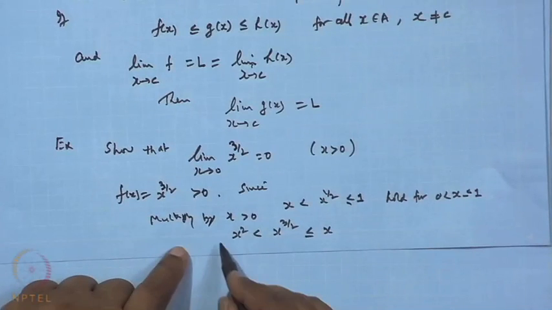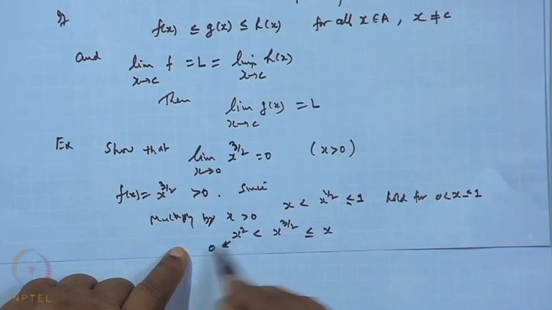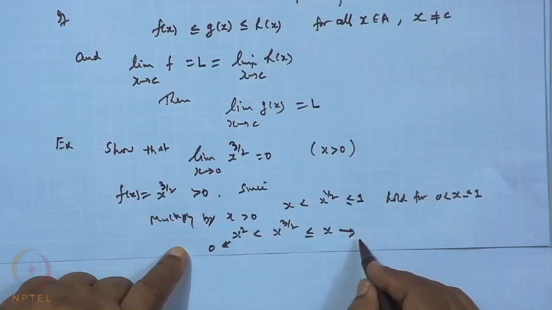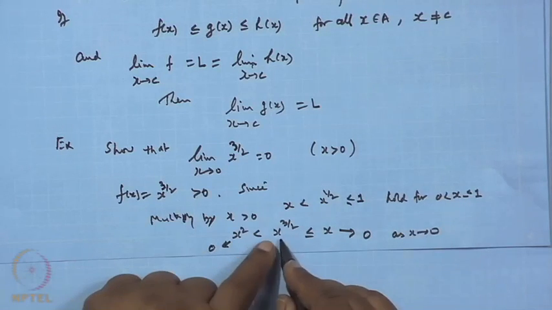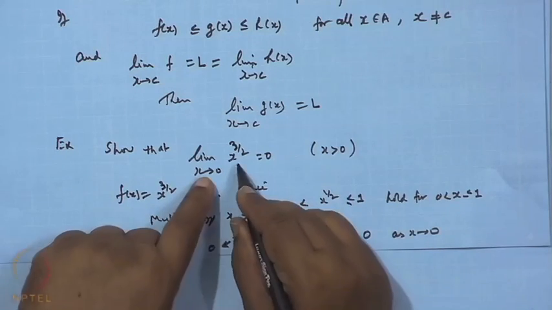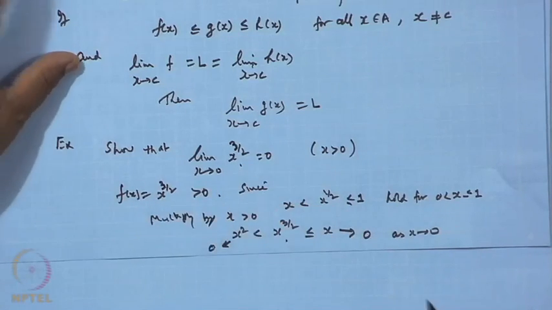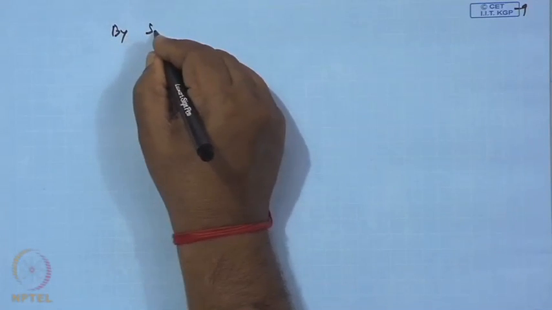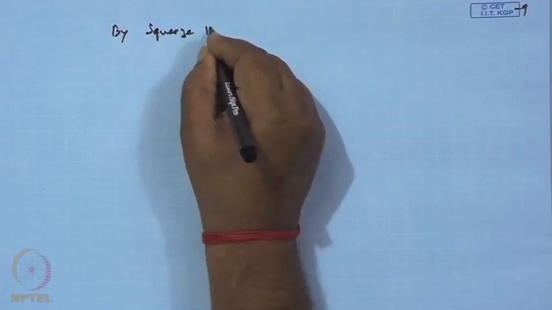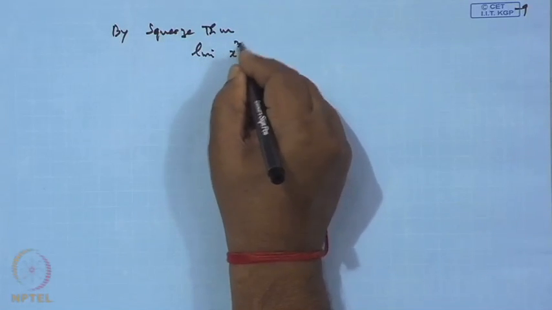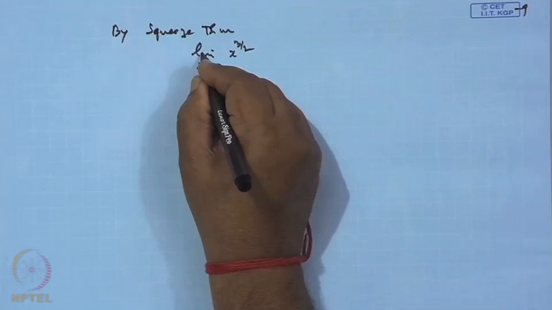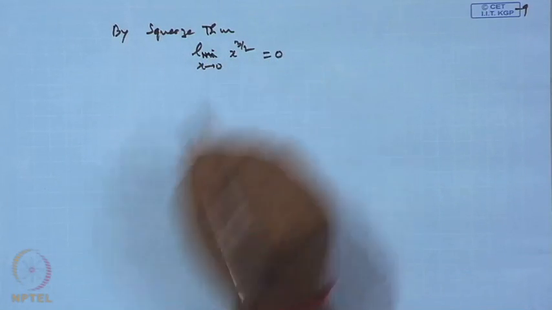Here the f(x) is this, which tends to 0, and h(x) is also this, which tends to 0 as x tends to 0. Therefore, the limit of this has to go to 0. So, this proves the result. This shows that by the squeeze theorem, the limit of x raised to the power 3 by 2 as x tends to 0 is 0.